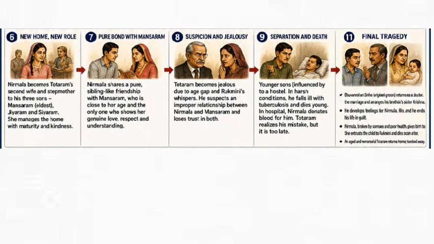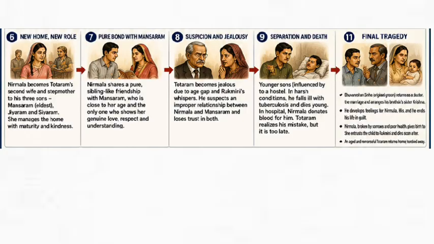However, Totaram is much older than Nirmala. He hopes for romantic affection from his young wife but receives only respect and duty. His widowed sister Rukmini secretly begins poisoning his mind. She repeatedly suggests that Nirmala and Mansaram share an improper relationship. Slowly, suspicion replaces trust. Totaram becomes jealous and insecure. Instead of believing his wife and son, he believes rumors.